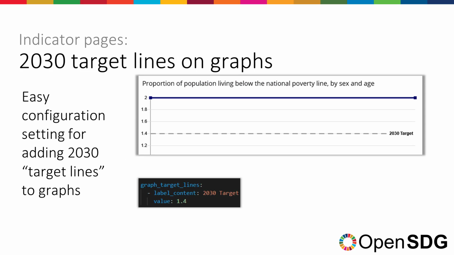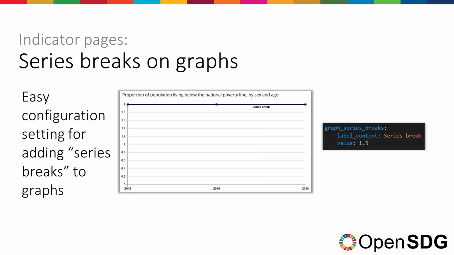Open SDG already had the ability to add annotations to indicator graphs. However, the configuration of these annotations was complicated. Now, there is a simple way to add a target line annotation with only a couple of configuration settings. There is a similar way to add series breaks to indicator charts, again with only a couple of configuration settings. This can be a useful way to call attention to missing years in the time series.